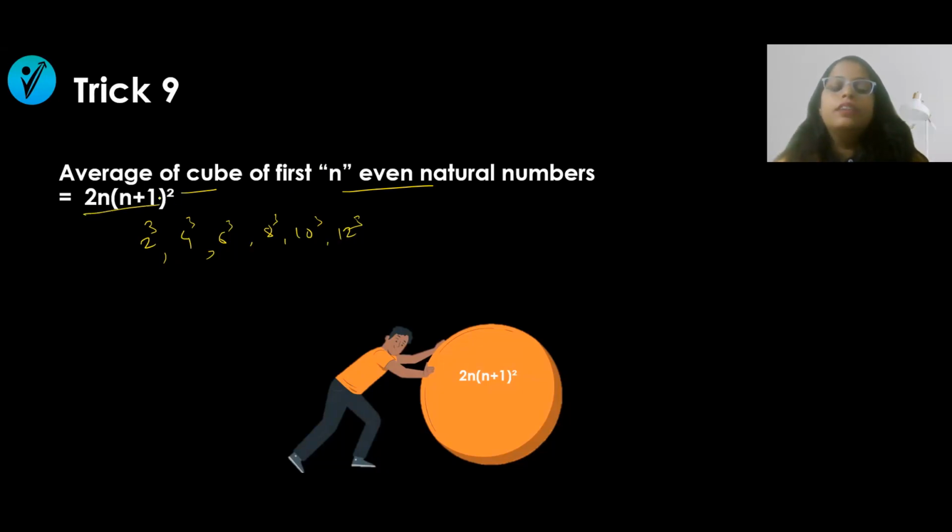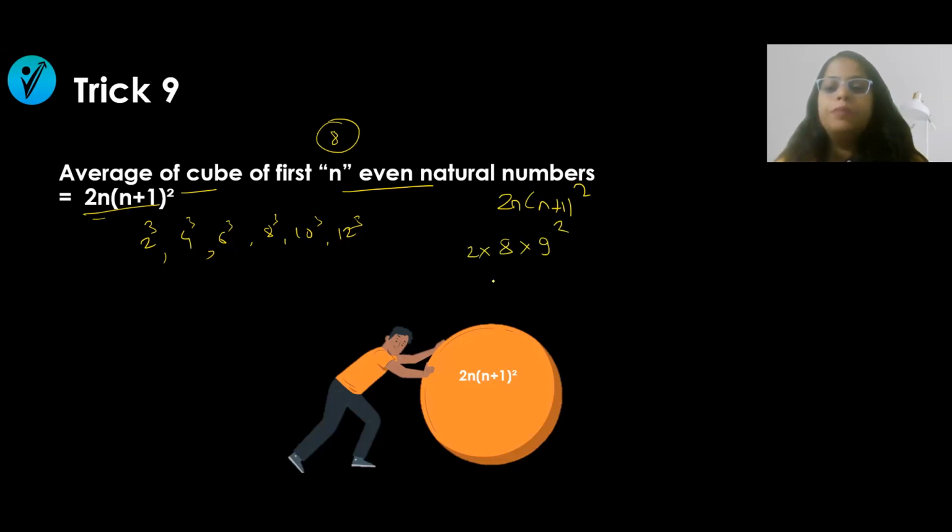Formula is 2n into (n plus 1) whole square. Suppose I have to find it for the first 8 even numbers. Which are the first 8 even numbers? 2, 4, 6, 8, 10, 12, 14, 16. I have to find the cube of all those and their average. So for n equal to 8, you will substitute the value here in 2n into (n plus 1) square. That means twice of 8 into (n plus 1) means 9 square.